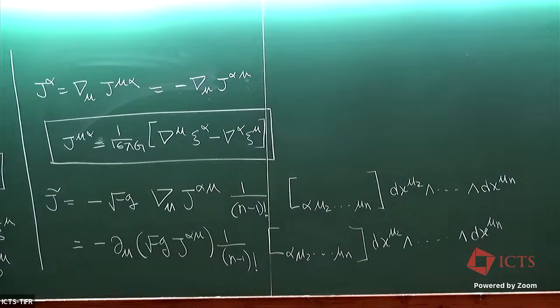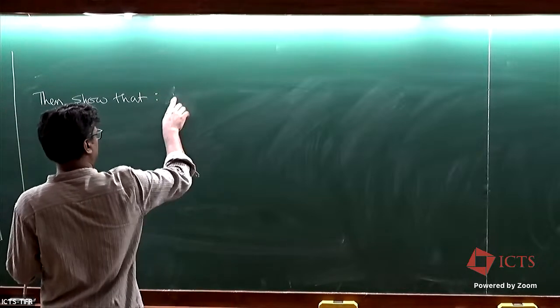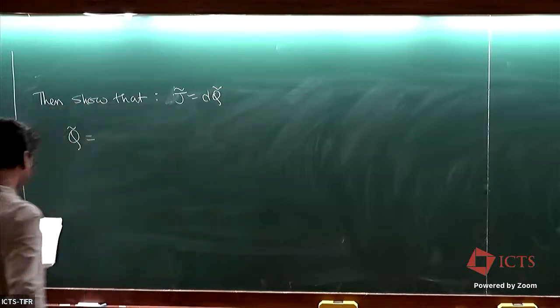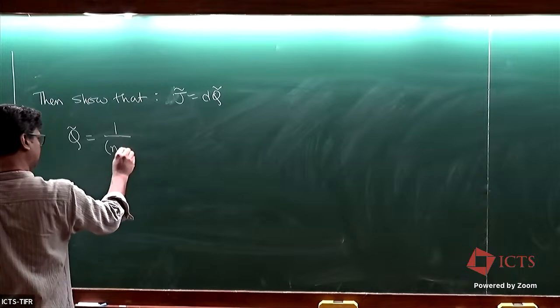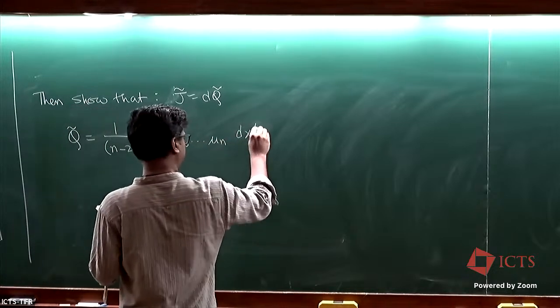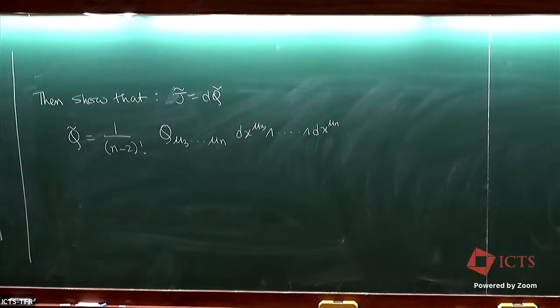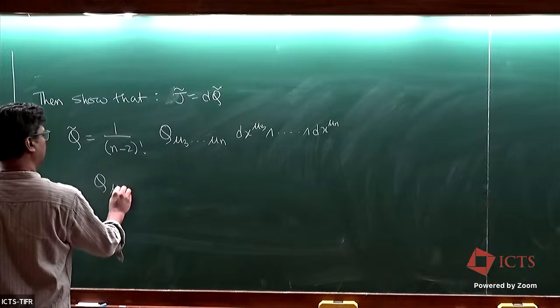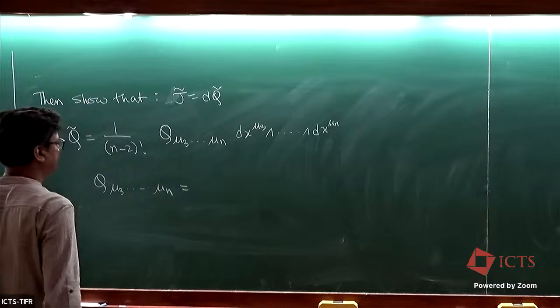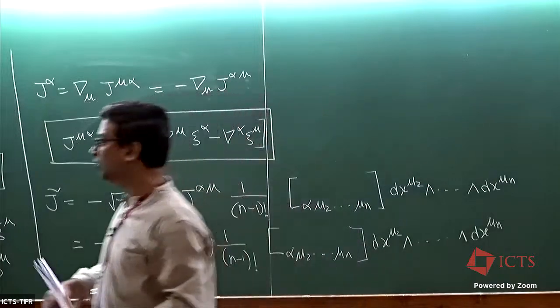So then show that capital Q tilde, so that J tilde equals D of Q tilde, and capital Q tilde is defined because it's an n minus 2 form. I call it capital Q mu 3 dot dot mu n. And this quantity Q mu 3 dot dot dot mu n, you can show this object will be, by the way, is it clear that one thing you can clearly see is that this will be something proportional to the first derivative acting on psi? That's clear.